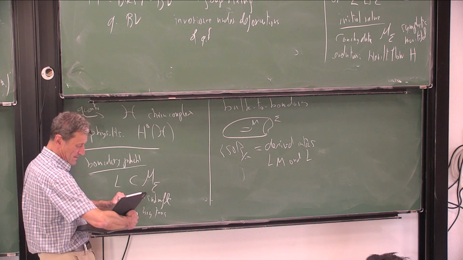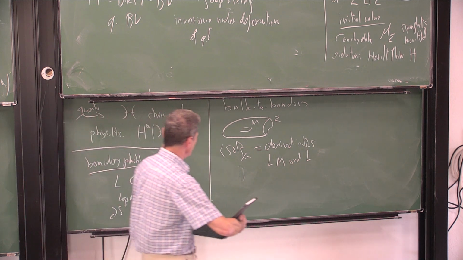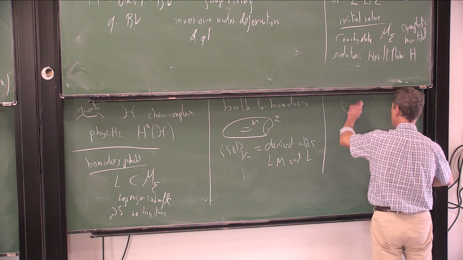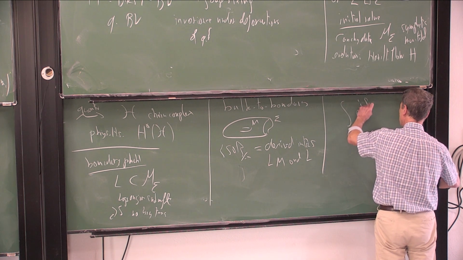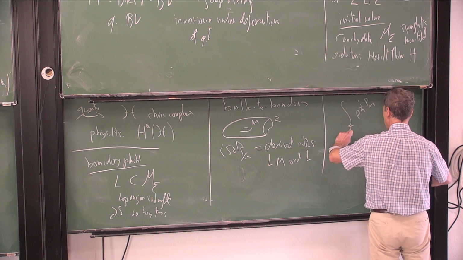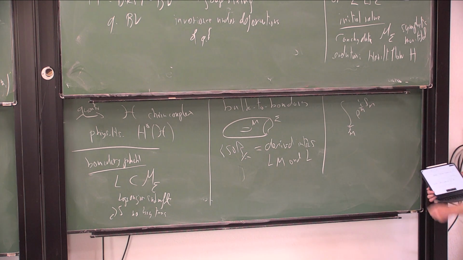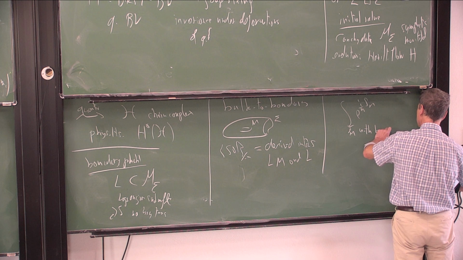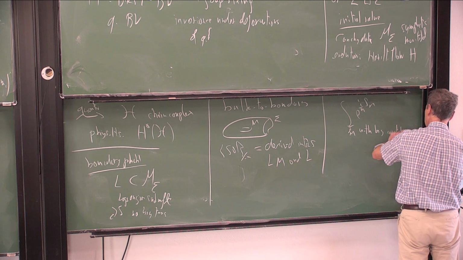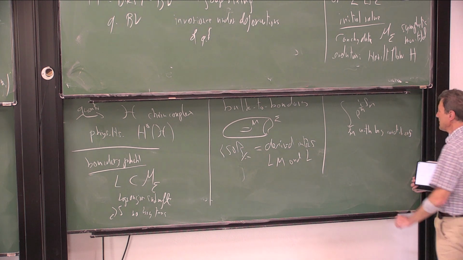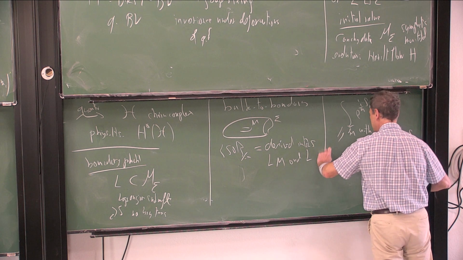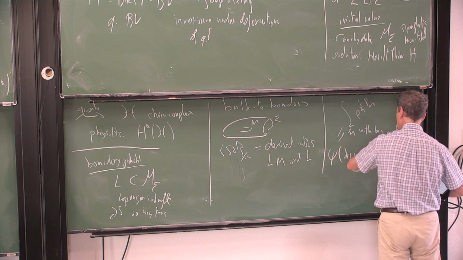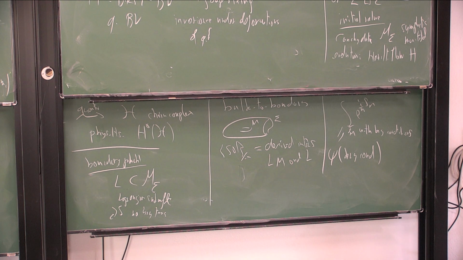Okay. And so this is for the classical part, and then there is the quantum part. In the quantum part, what you want to do is this functional integral over the space of fields, but with boundary conditions. And so the result will be a function of the given boundary condition.